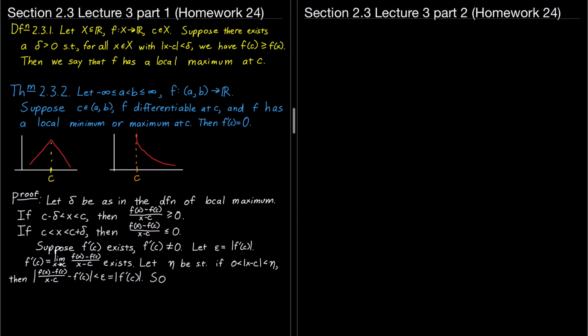It was the absolute value of f prime of c. And then, by the reverse triangle inequality, let's say if f prime of c is positive, then, pretty simple argument with the reverse triangle inequality, this difference quotient also has to be positive if x minus c is less than eta, and also if it's positive and less than eta, that is.